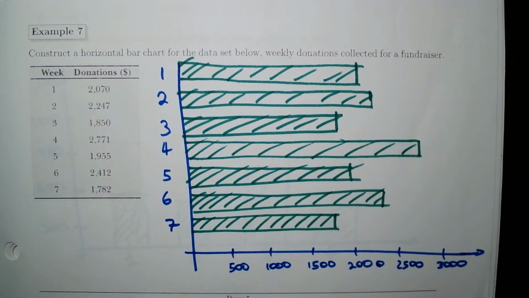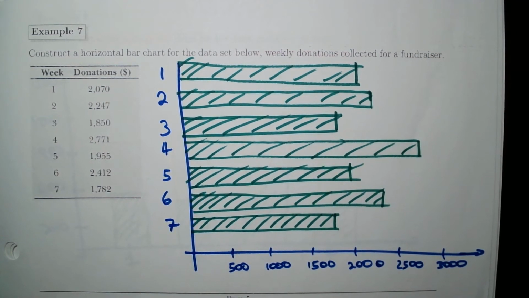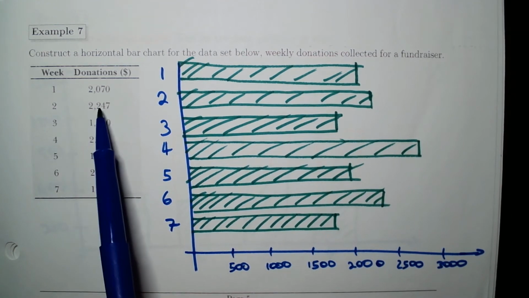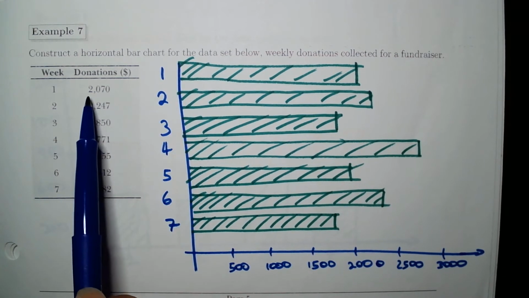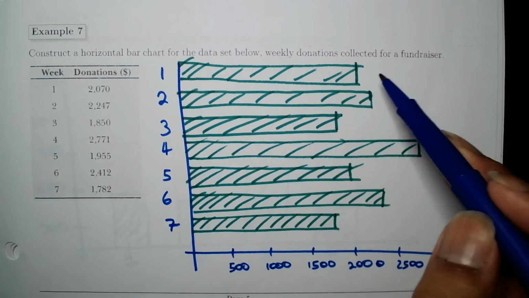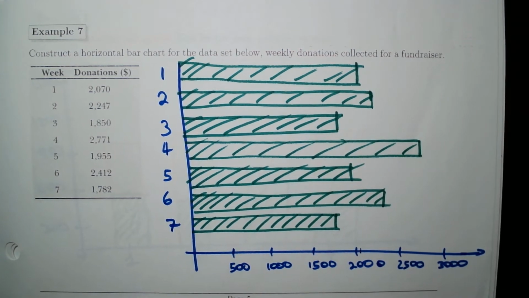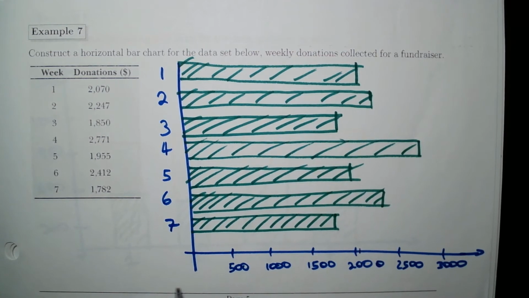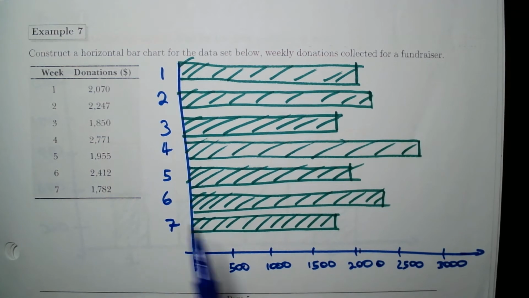Let's call it amounts. So in this case, we have weekly donations for a fundraiser. Week 1 is this money, week 2 is all this, for each week. For the first week, 2070, I drew a bar representing the 2070, which is roughly right here. And notice in this case, I looked at the largest of the amounts, which is 2412. So going all the way to 3000 was fine.